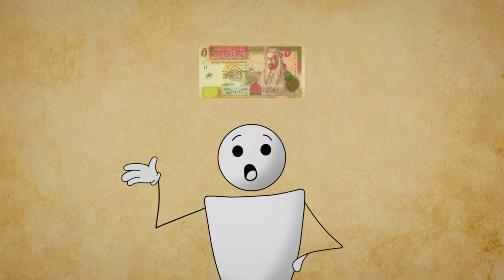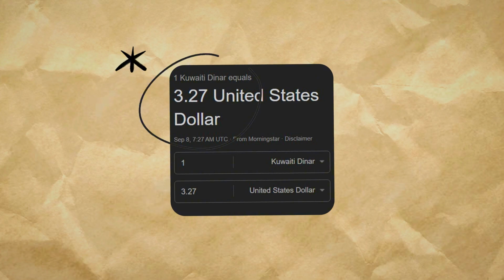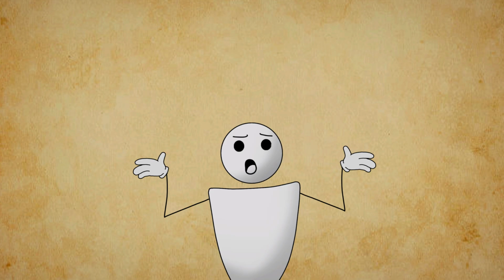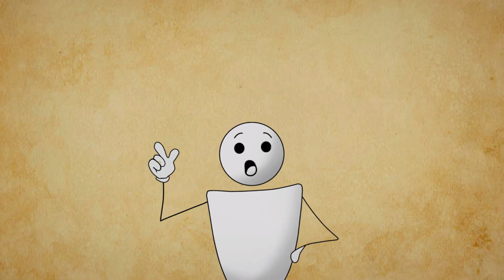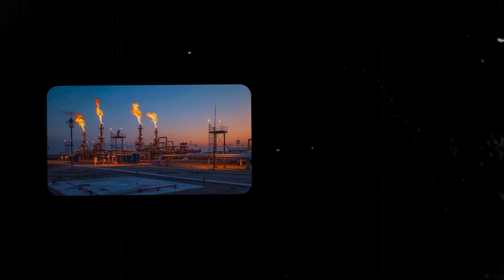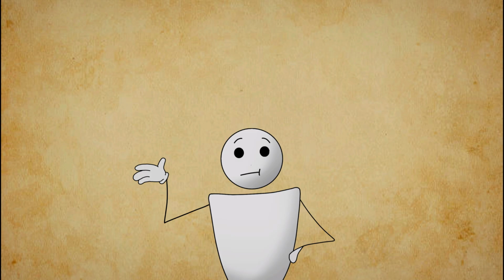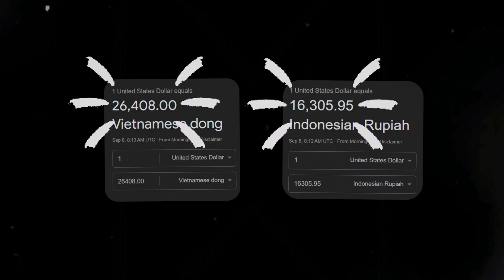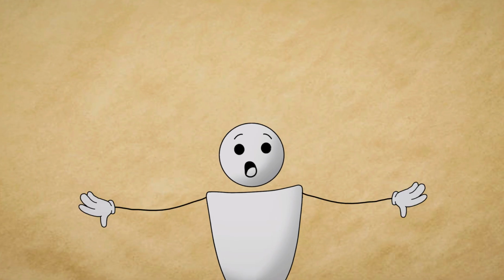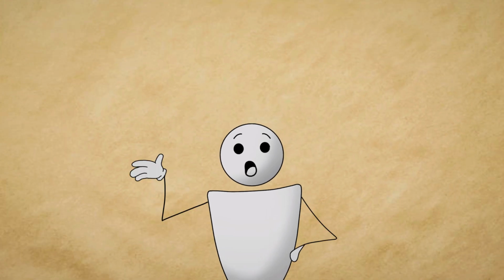For example, the dinar. One Kuwaiti dinar equals 3.25 US dollars. Sounds crazy, right? But Kuwait's economy is small. It's just that their currency is priced high because of oil exports and government policies. On the flip side, countries like Vietnam or Indonesia have currencies where $1 equals thousands of their units. That doesn't mean they are poor, it's just how they have structured their money.